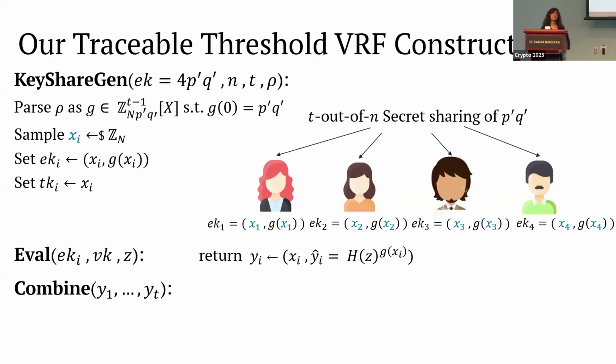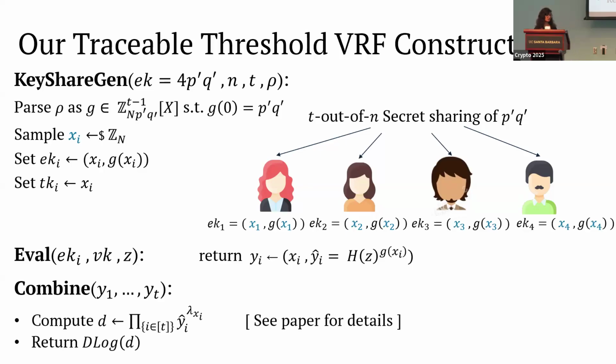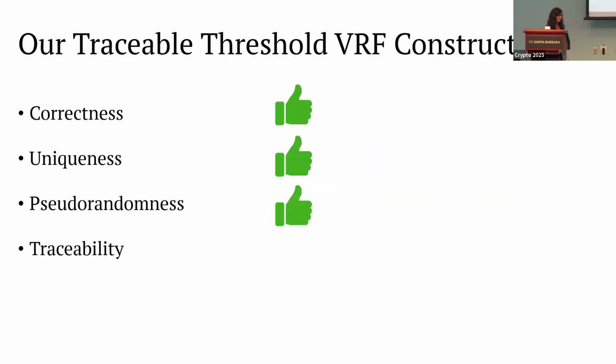Lastly, if you want to combine t evaluation shares, you'll essentially do Lagrange interpolation as we do in Shamir. So you just take the product of y_i hat raised to the power of lambda x_i, which is the Lagrange coefficient for party i. There are some subtleties here, but you can look at the paper for that. And eventually, we just return the discrete log of this number d. So this is how we thresholdize the VRF from Paillier that we saw in the last slide.